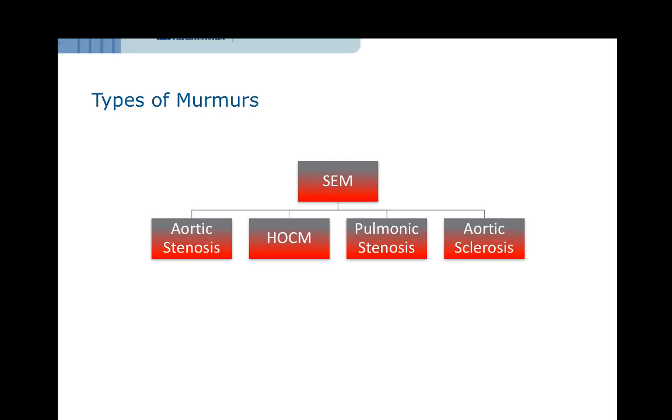So we have systolic ejection murmurs and holosystolic murmurs. So let's put them in categories. Your systolic ejection murmurs will consist of aortic stenosis, hypertrophic obstructive cardiomyopathy, pulmonic stenosis, and aortic sclerosis. Now, pulmonic stenosis is very rare, and aortic sclerosis produces the same murmurs but doesn't have any outflow obstruction, so we will not be talking about them here. So the high-yield topics here will be aortic stenosis and HOCM.